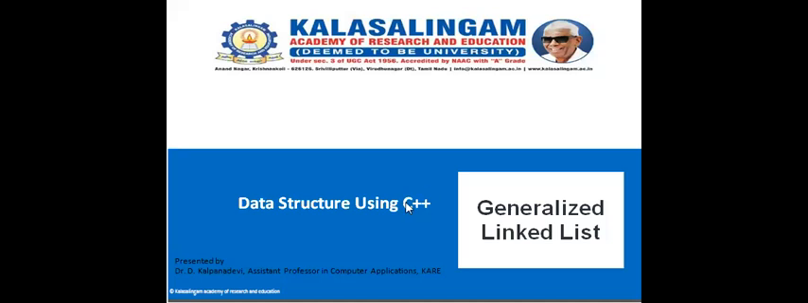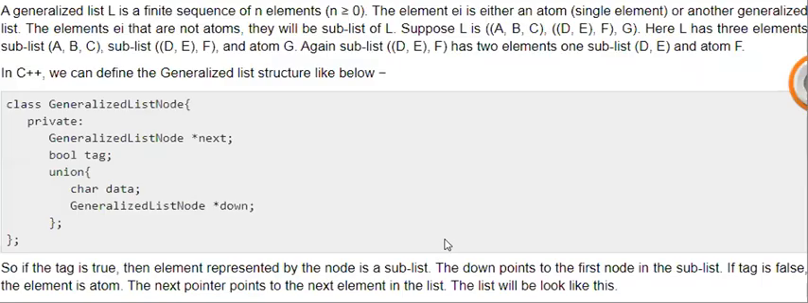Now the session discusses the generalized linked list. In general, a generalized list is a finite sequence of n elements, where n is greater than or equal to 0. Any element, which we represent as ei, is either an atom, a single element, or another generalized list. The elements that are not atoms are sublists of L.